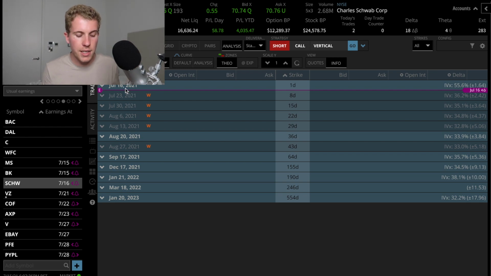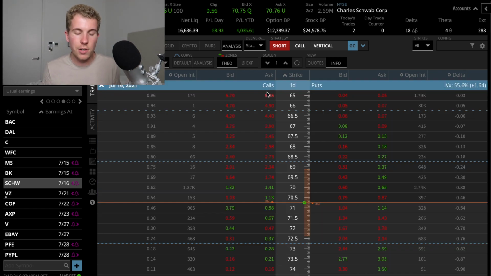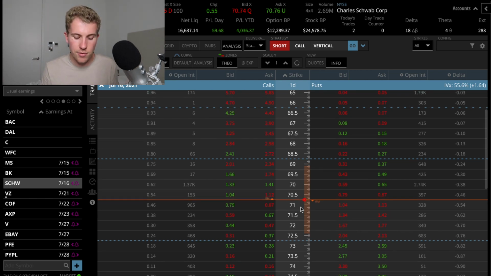So let's go within the July 16 expiration. As I said, SCHW's earnings are happening tomorrow, July 16, before market opening. So it's exactly going to be in the right time frame. Now you see that we have all of the option chain in front of us now that we have chosen that expiration. We have calls and puts. So how do we build a short strangle?